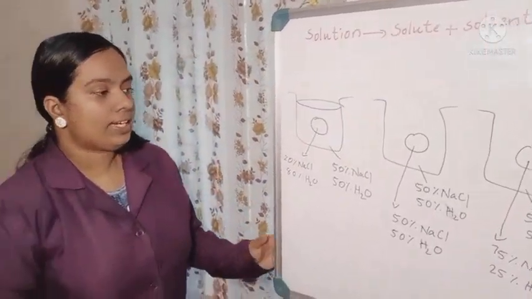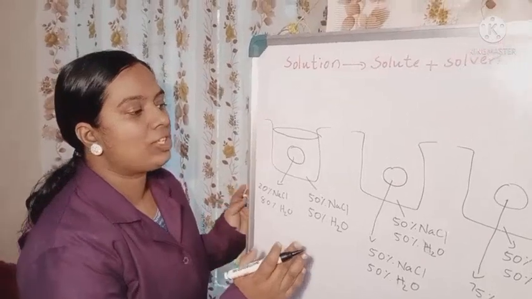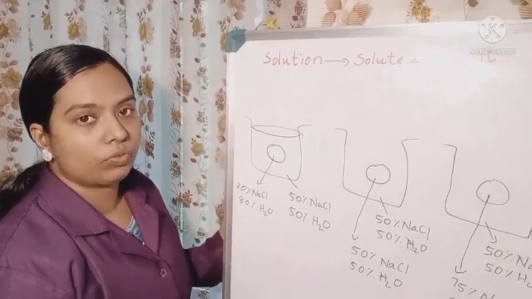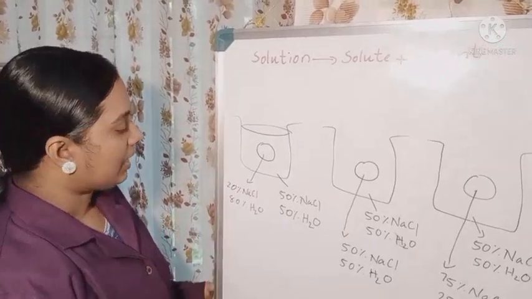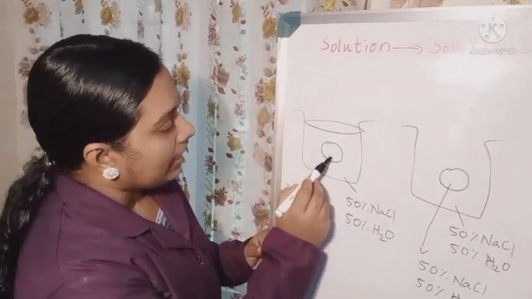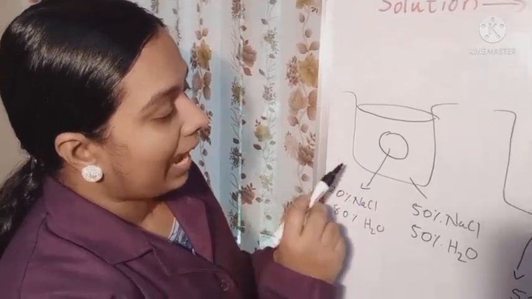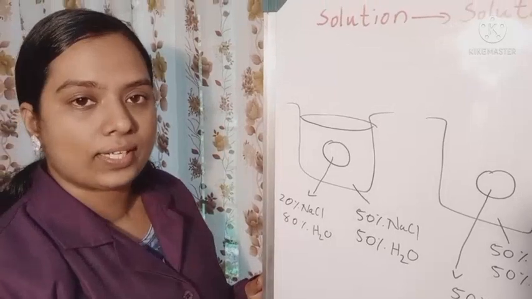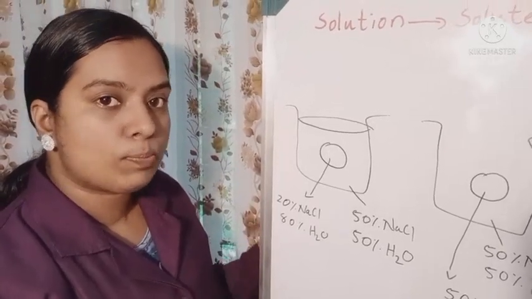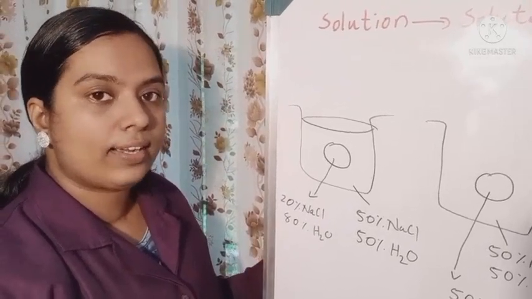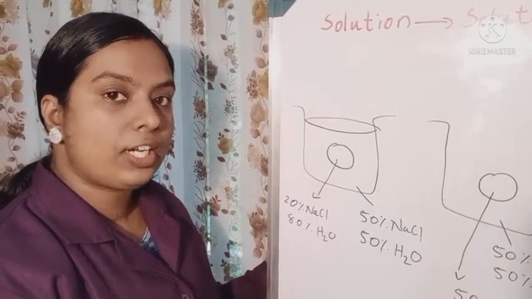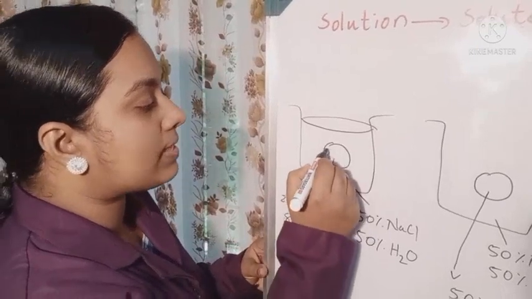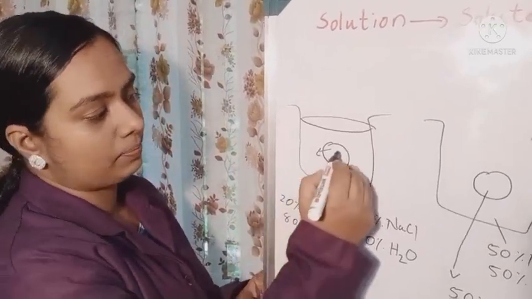So children, now let's see the changes happening in each beaker. In the first beaker, how will the water move, inside or outside? Let us see. See, here inside the cell there is 80% water and outside only 50% water. Already I told you osmosis means the movement of water from the higher concentration to the lower concentration. That means water will move from the cell to the outside.